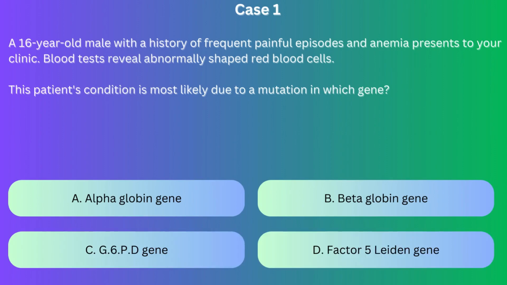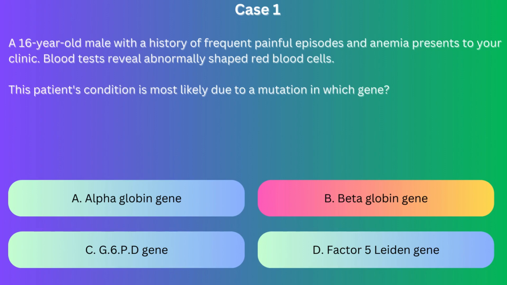Correct answer: B. Sickle cell disease is caused by a mutation in the beta-globin gene, leading to the production of abnormal hemoglobin, known as hemoglobin S. This abnormal hemoglobin polymerizes under low oxygen tension, causing red blood cells to deform into a sickle shape.